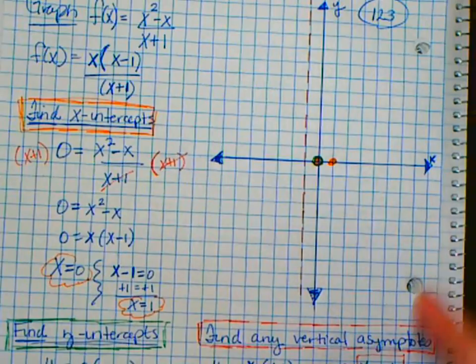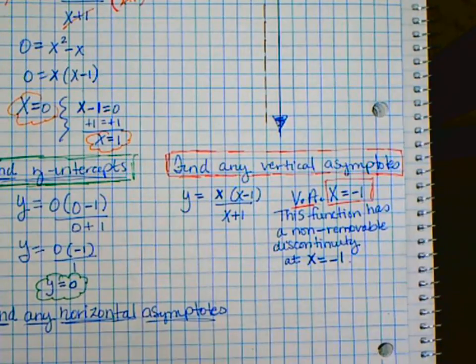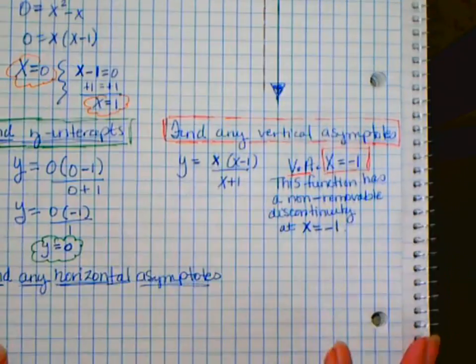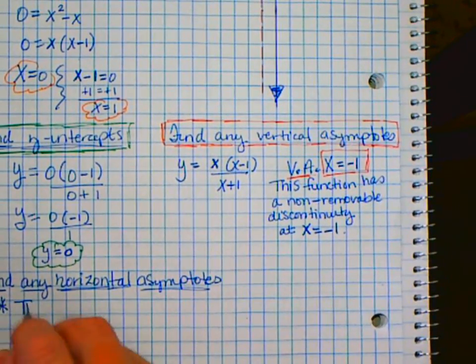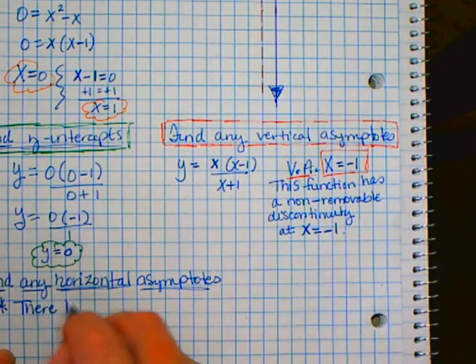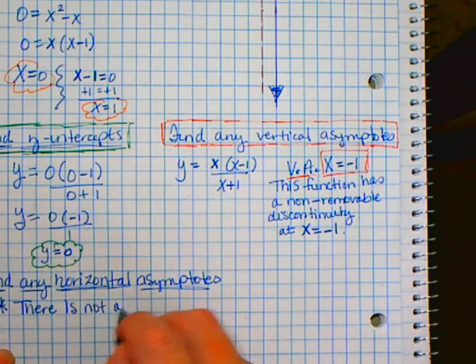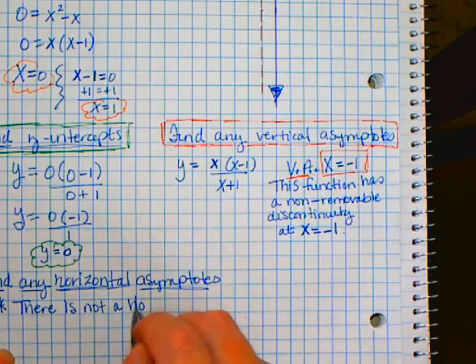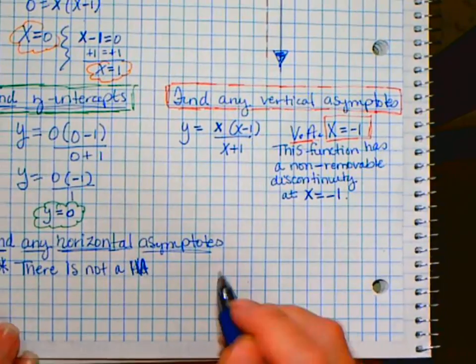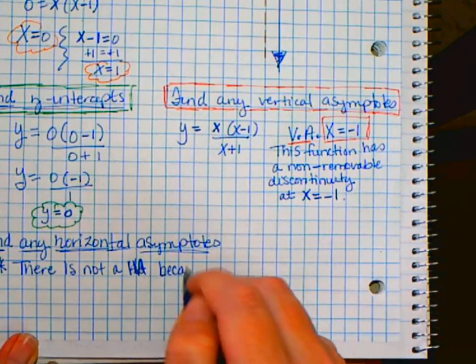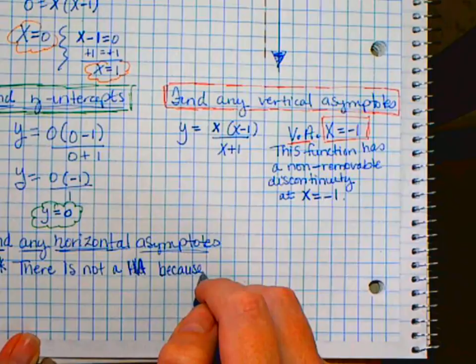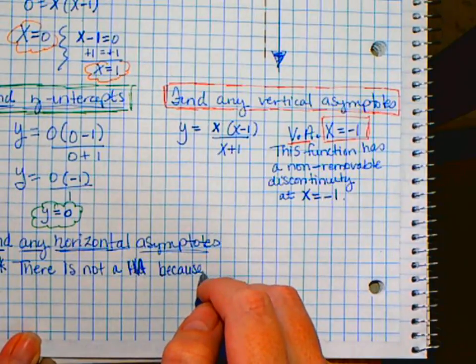Okay, so we know there's no horizontal asymptote. There is not a, I'm going to call it HA, horizontal asymptote. There's not a horizontal asymptote because the degree of the numerator is greater than the degree of the denominator.